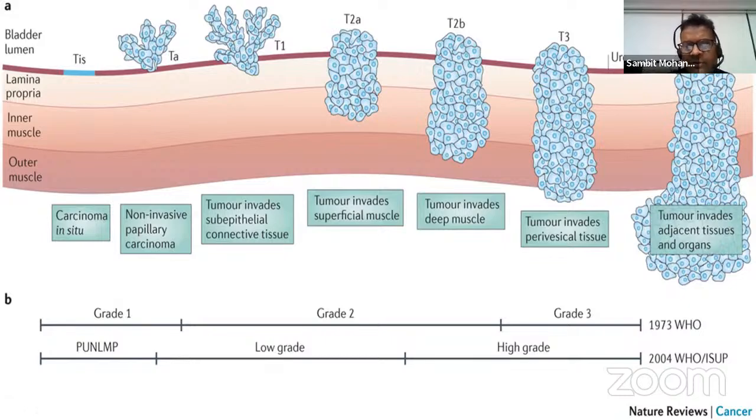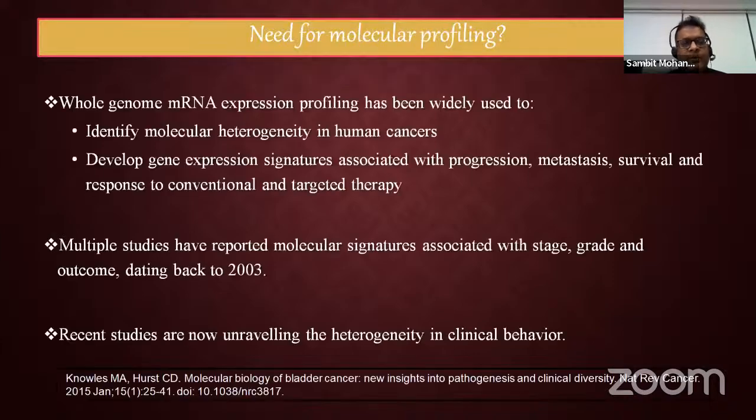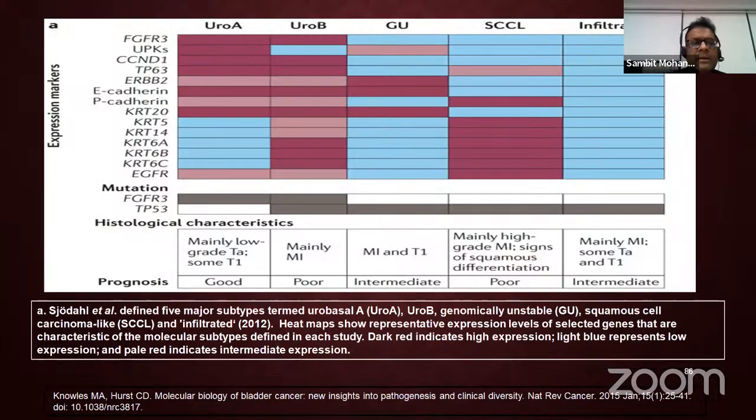So from 1973 to 2004 and then 2022, we have evolved from a three-tier system into a low-grade and high-grade category. And basically what we do now in bladder cancer, we don't even say low or high grade. We say non-muscle invasive bladder cancer and muscle invasive bladder cancer. Why? This is a dual universe of bladder cancer. By doing genomic profiling, the bladder tumors are divided into two groups: muscle invasive bladder cancer and non-muscle invasive bladder cancer, with specific gene signatures.